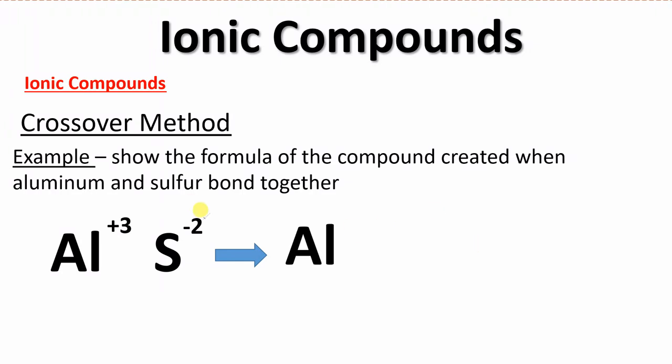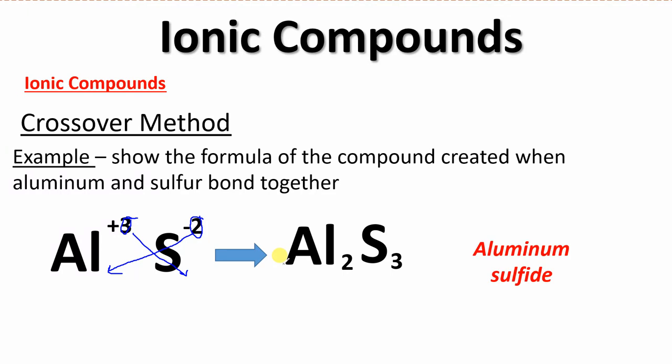We're going to write aluminum first, and then we look at the number, just the number, we don't care about the charge, with the other atom, and it's going to come down and become our subscript here, Al2. And then to figure out how many sulfurs you've got, you just look at the number there, and it comes down, and it tells you you have 3 sulfurs. Aluminum sulfide.